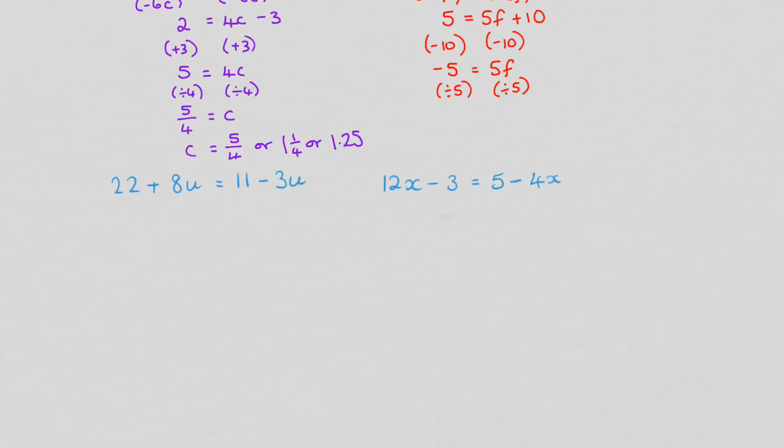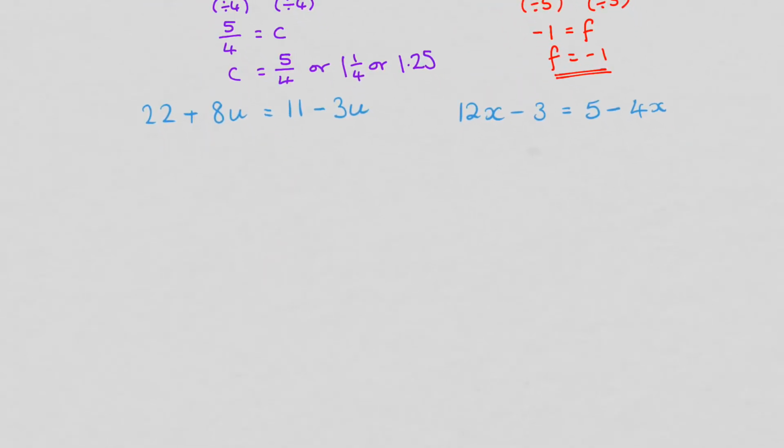-5 divided by 5 is, remember, 5 divided by 5 is 1. And when you're multiplying and dividing, if the signs don't match, the answer's negative. So we've got a negative here, a positive here, so that must be negative. So f equals -1. Okay, we'll keep going.